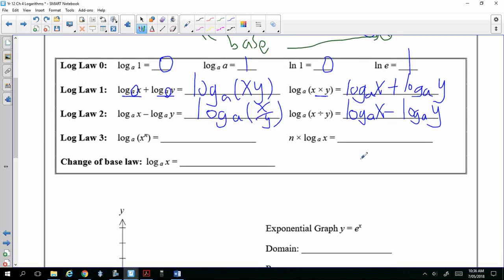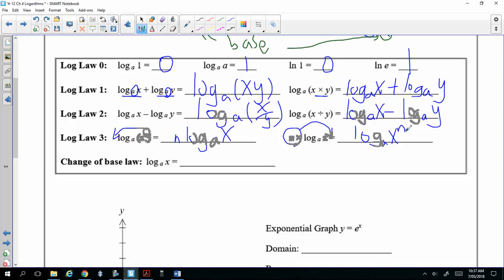Next one is, if there's a power, you can bring it down. This is very useful when we solve exponential equations, as well as differentiating certain types of functions, log base a of x to the power n. Or sometimes you may want to bring it up for other purposes.